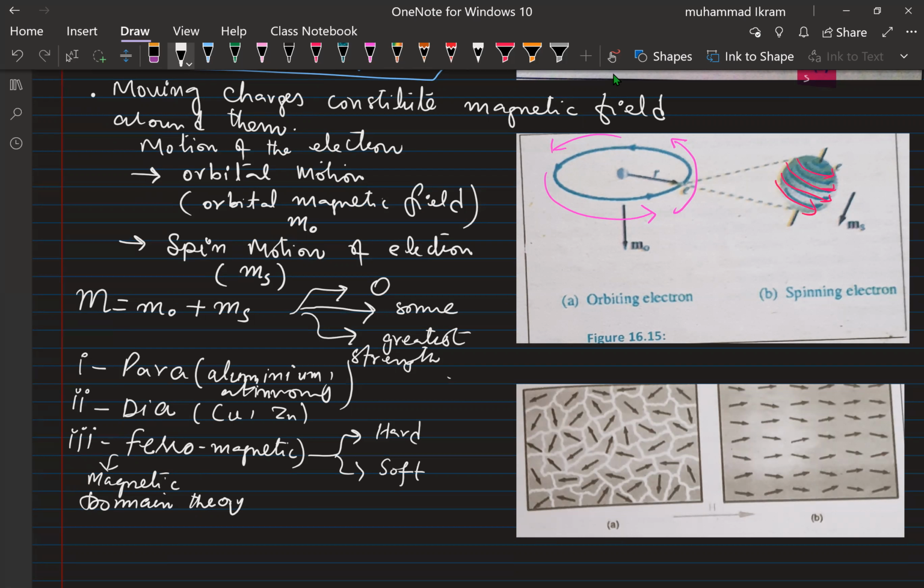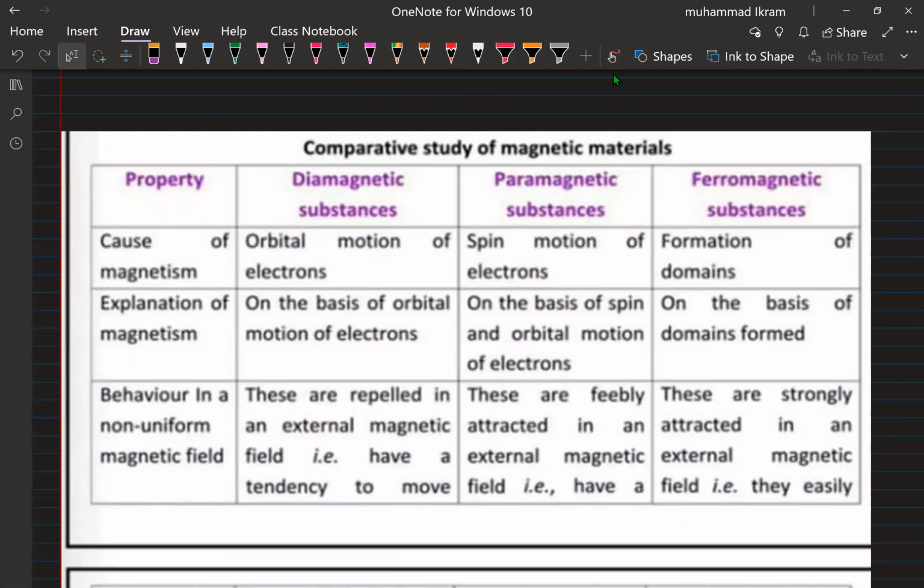So here I will explain the types or the properties of these substances and how they are formed. You see the comparative study of these magnetic materials. Here I have the properties, the diamagnetic substances, the paramagnetic substances and the ferromagnetic substances. First, the cause of the magnetism in them.